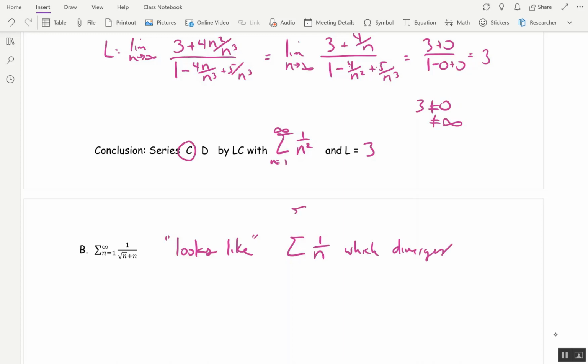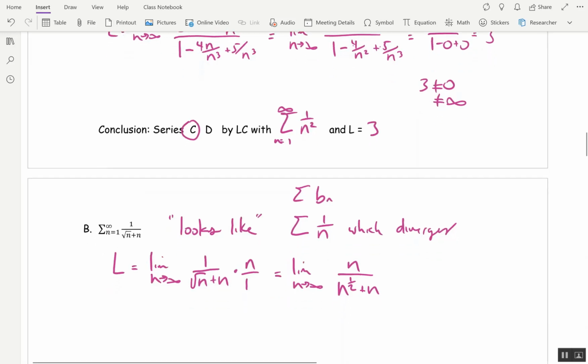This is my bn in the test. So I'm going to take L, which is the limit, as n goes to infinity of the ANs divided by the bn's, but instead of dividing by 1 over n, I'm going to multiply by n over 1. That's the limit as n goes to infinity of n over n to the 1/2 plus n. Now that's infinity over infinity.